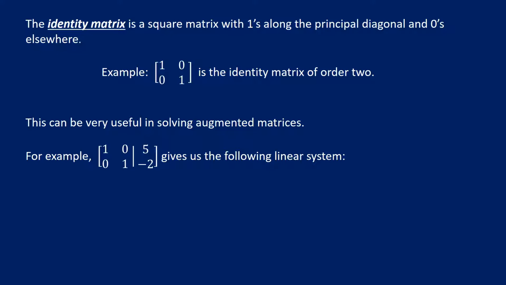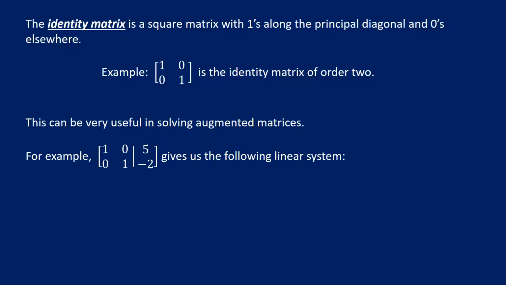The identity matrix is a square matrix with ones along the principal diagonal and zeros everywhere else. So for example, the identity matrix of order 2 is a 2 by 2 matrix with row 1 being 1, 0 and row 2 being 0, 1. And the identity matrix can be very useful in solving augmented matrices.